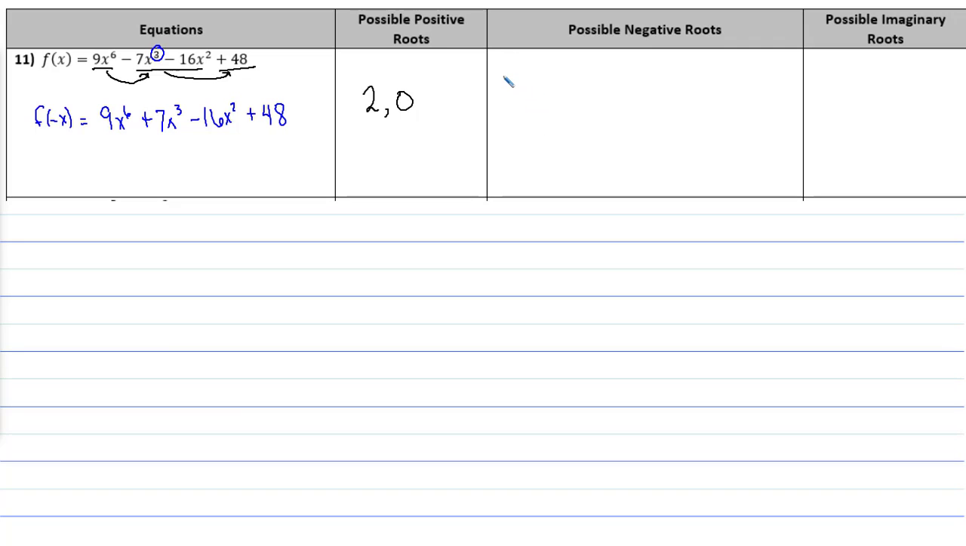And so for my possible negative roots, I need to group it by sign, and I have 1, 2 changes. So 2, 0. Now for my imaginary, I look at my highest power, so 6 in this case. It's even, so I get to start at 6. So 6, 4, 2, 0.